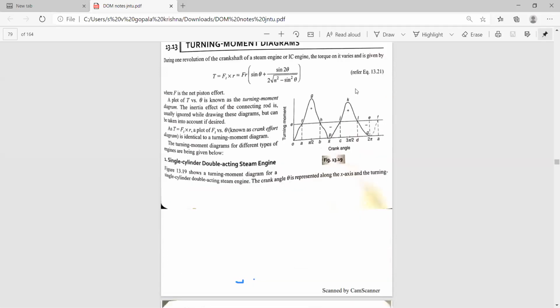So when you draw our turning moment diagram, when they ask about a single cylinder double acting steam engine, you may retrieve the particular diagram from your database. What type of turning moment diagram is it? This shape will be retrieved. That is very important.